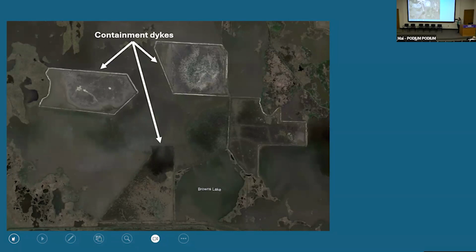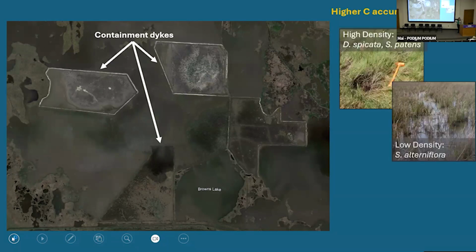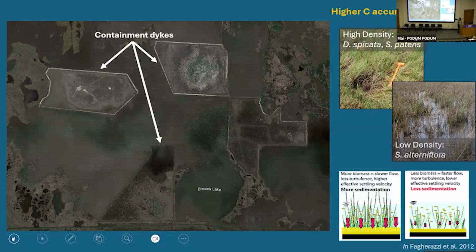From our data, the highest rates of carbon accumulation in these created marshes were in areas where there was high density species. So if you're familiar, Distichlis spicata and Spartina patens, you can tell there's really high stem densities, very thick mats, as compared to low density Spartina alterniflora. So this is an indication that these marshes are dependent on the organic matter that's being produced by these high density species. And also there's likely a secondary effect, which came out as significant in our models, where these high density plants are facilitating the deposition of mineral sediment as compared to lower density plants.